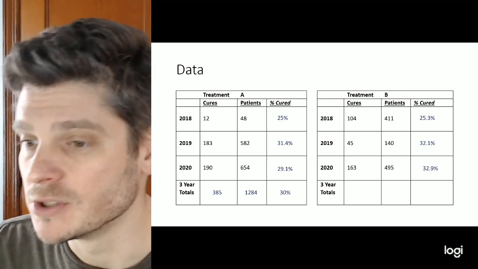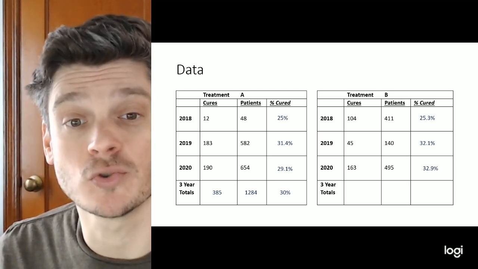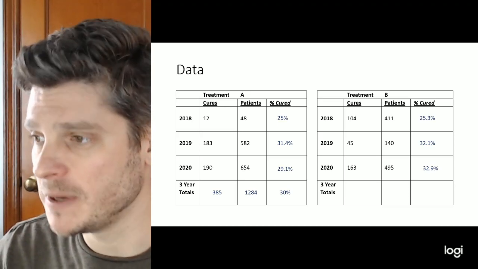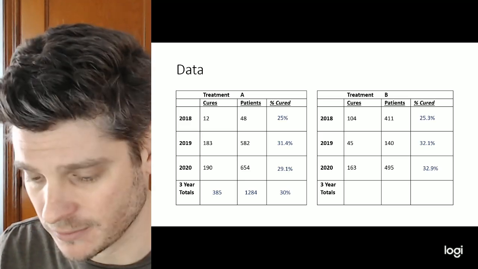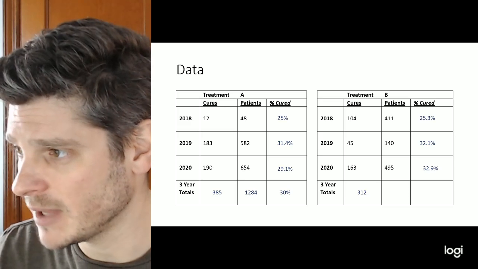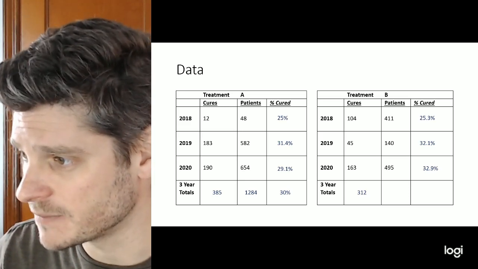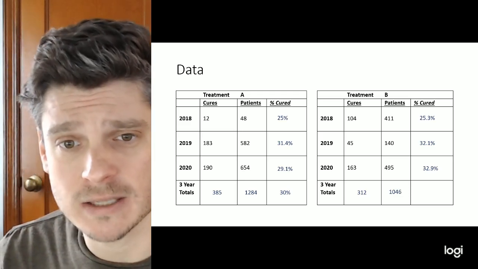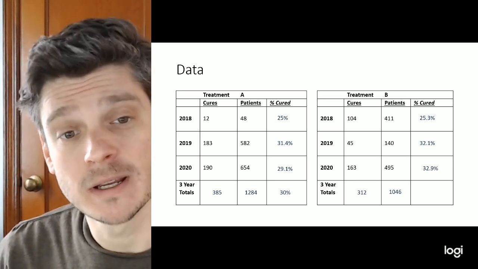Okay, so that means over the 3 years, you would have had a 30% chance of being cured if you chose treatment A. Now let's do the same thing for treatment B. So add up all the people that were cured. So 104 plus 45 plus 163. That gives me 312 people who are cured. And we'll add up the total number of patients. 411 plus 140 plus 495. That's 1,046. And so now all we have to do is divide those two numbers, times it by 100.